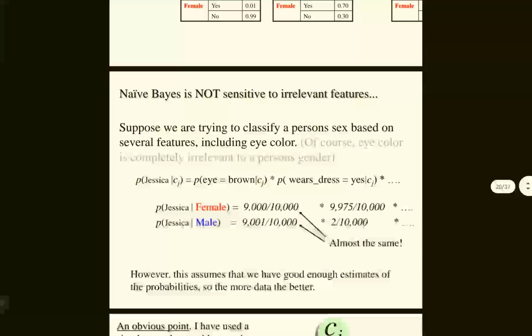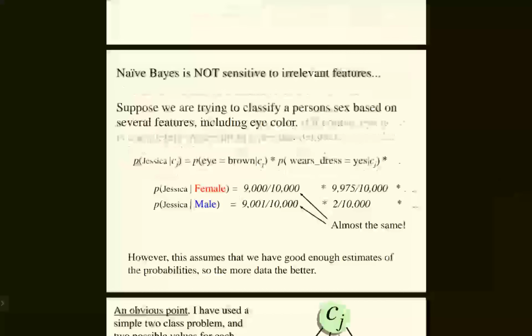What they want to say here is that naive Bayes is not sensitive to irrelevant features. Just concentrate here. If you are talking about a person, several features are there in every person, so we are not taking eye color into account, as it is completely irrelevant to a person's gender. Why? Because it doesn't say that a person with brown eyes will be female only, or that a person with black eyes can only be male. It's not like that. That was just a given example, it is almost the same.